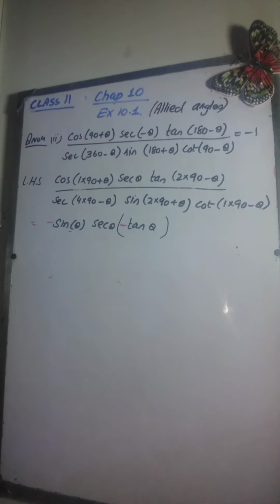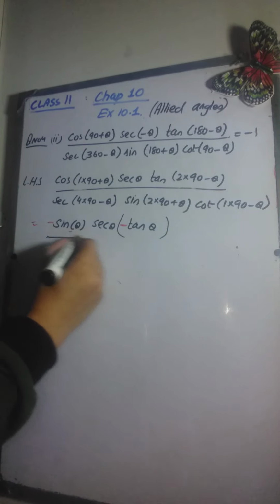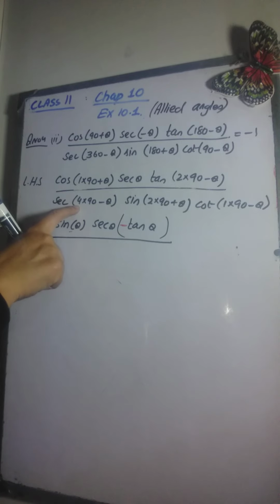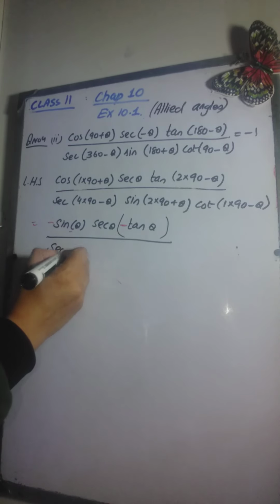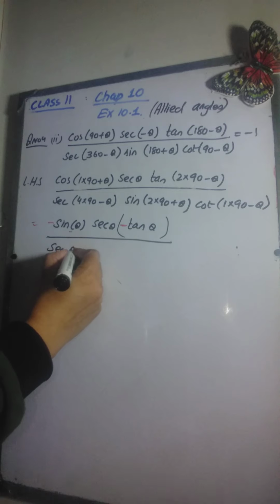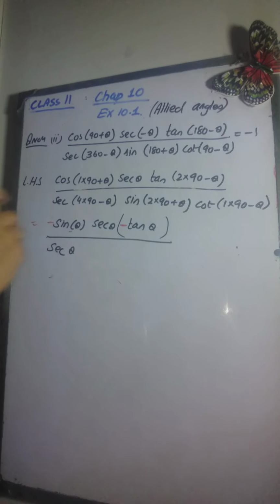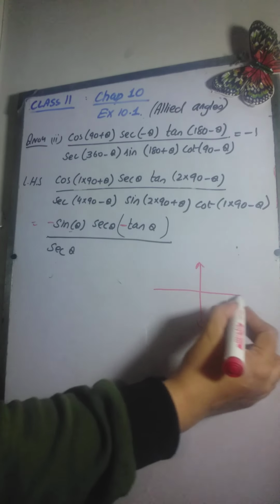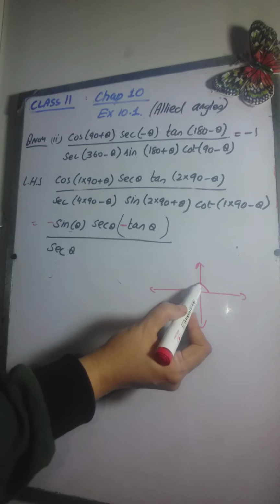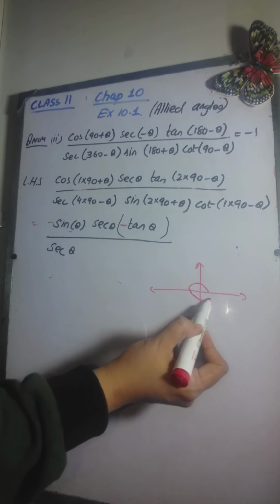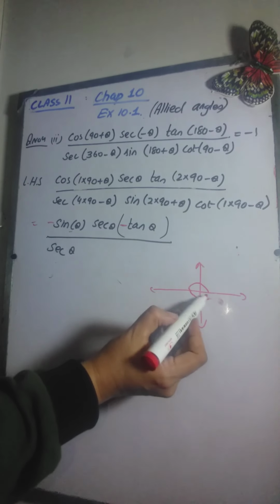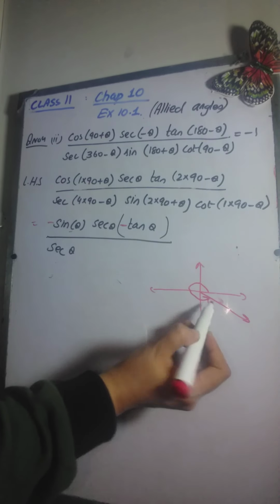Let's move to the denominator now. Secant of 4 times 90, as you have an even multiple of 90, so secant will remain secant. This secant of this whole angle will be equal to secant of theta. Now in order to determine its quadrant, 4 times 90 minus theta means the angle will lie in the fourth quadrant, because 4 times 90 is 1 times 90, 2 times 90, 3 times 90 and 4 times 90. Minus theta means you are subtracting some angle from it, therefore your angle will lie in the fourth quadrant.